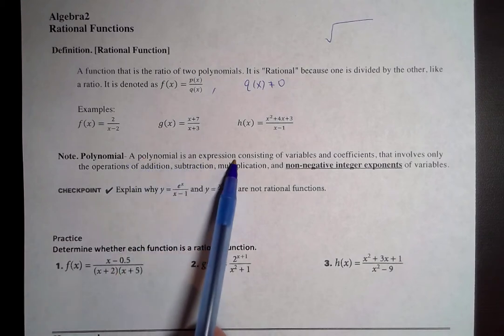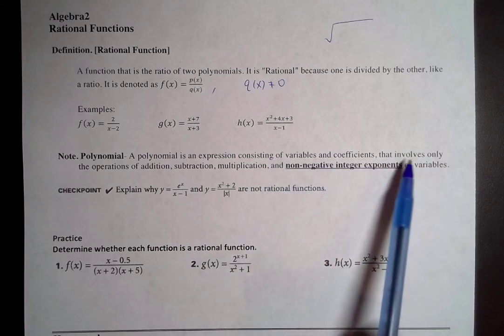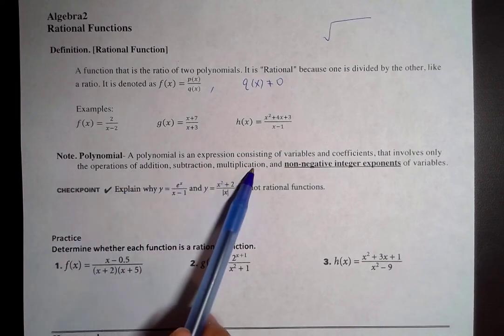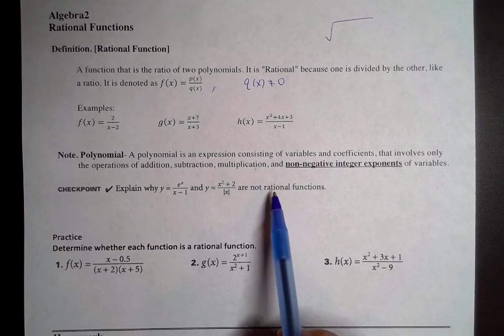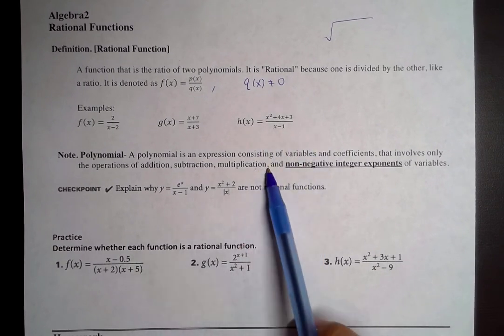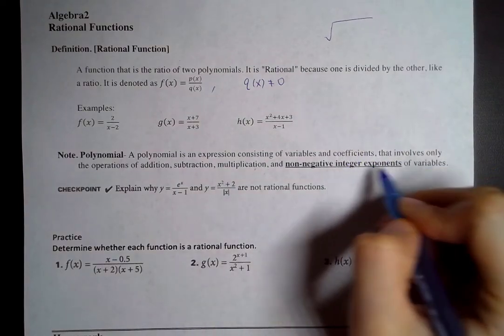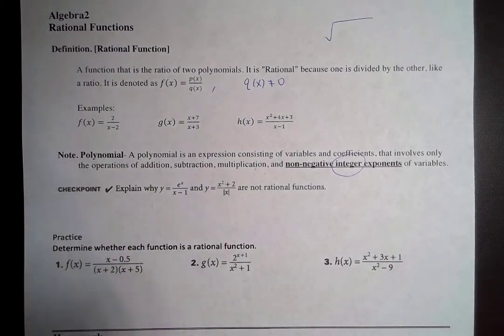A polynomial is an expression consisting of variables and coefficients that involves only the operations of addition, subtraction, multiplication, right? So not division, and non-negative integer exponents. So what does that mean? Non-negative integer exponents. Integer means counting numbers, 1, 2, 3, 4, that kind of thing, or -1, -2, -3, or 0. That kind of number is an integer.